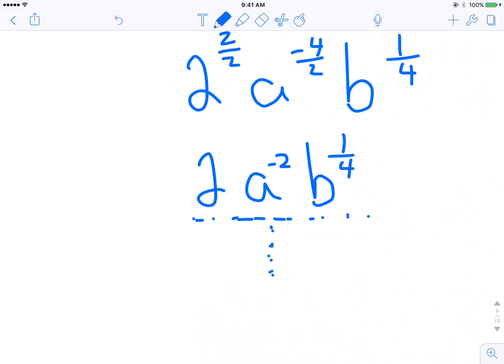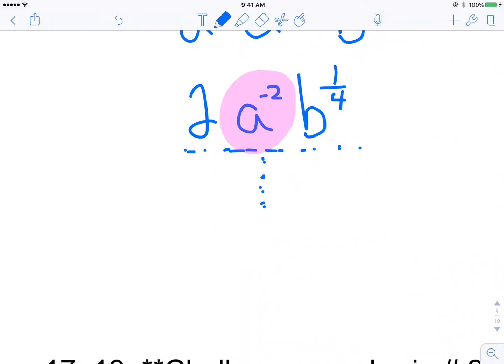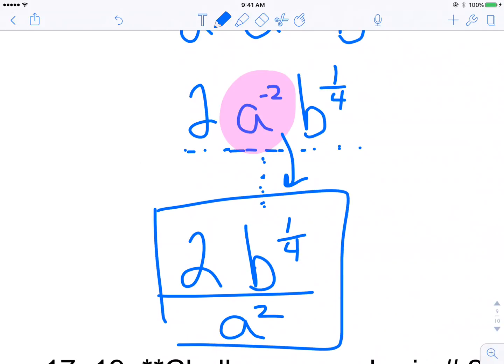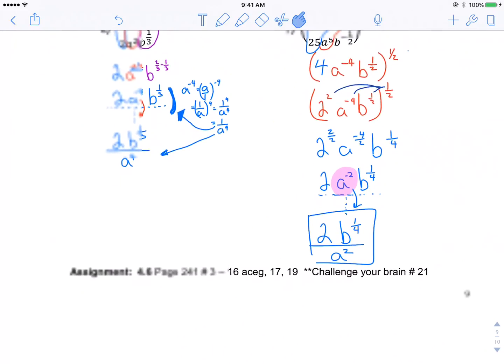And of course, remember, here's my fraction, and this negative 2, because it's a negative 2 exponent, gets pushed to the bottom down here. So this becomes 2 times b to the 1/4 all over a squared.